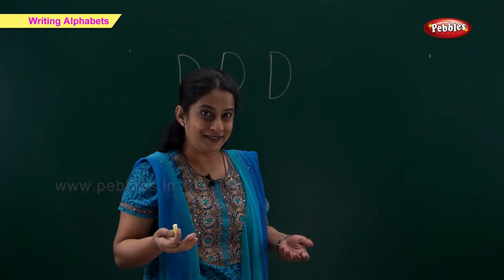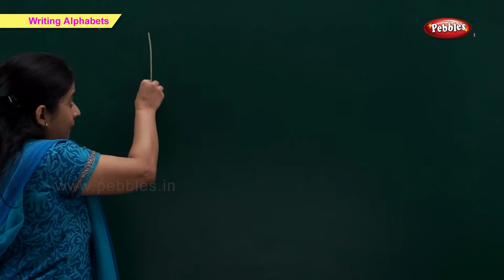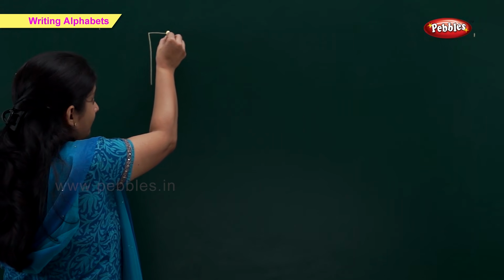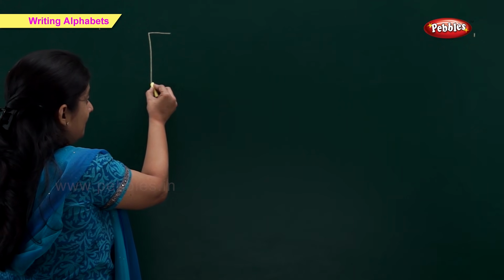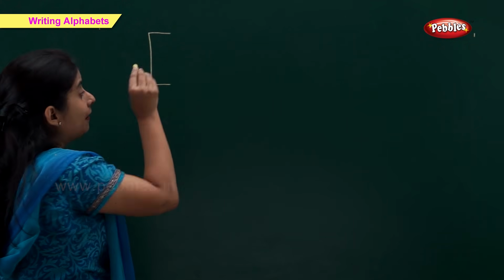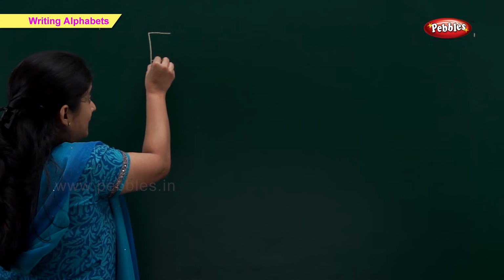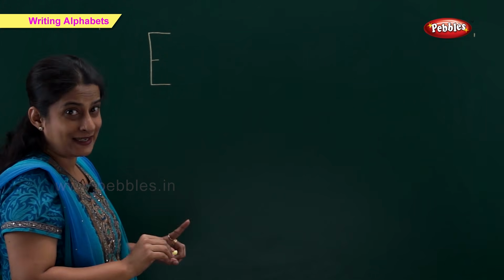Isn't it simple? Now let's learn how to write E. One standing line, one sleeping line, another sleeping line, and a small sleeping line in between makes E.